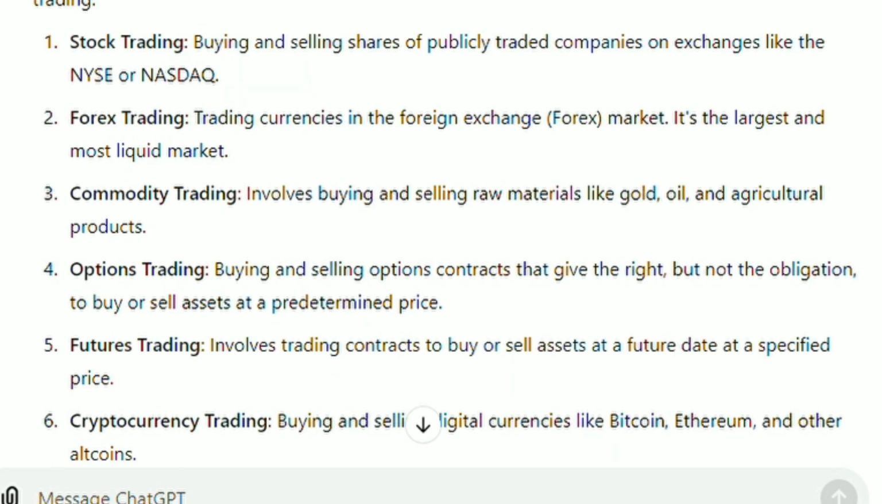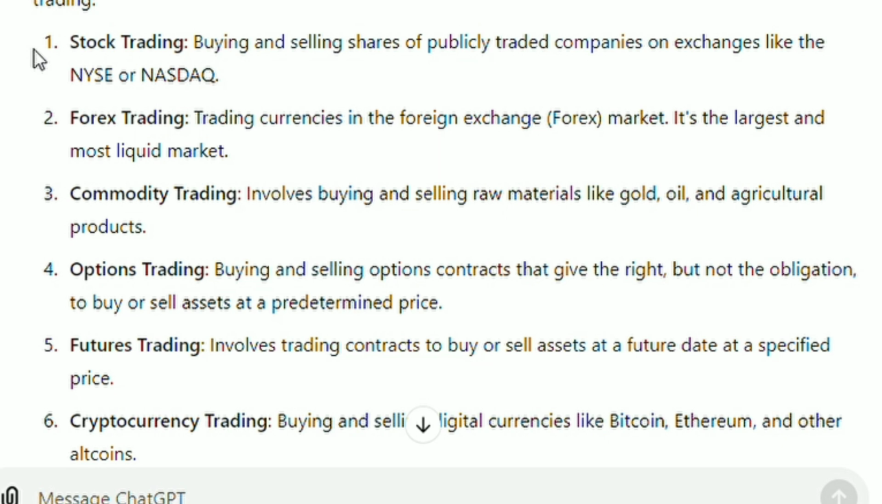So let's see the types of financial trading we have. Here we have stock trading. As you can see, stock trading is buying and selling shares of publicly traded companies. Buying and selling shares of a company is stock trading. And the second one, we have forex trading, which is one of the two that we are going to go into.